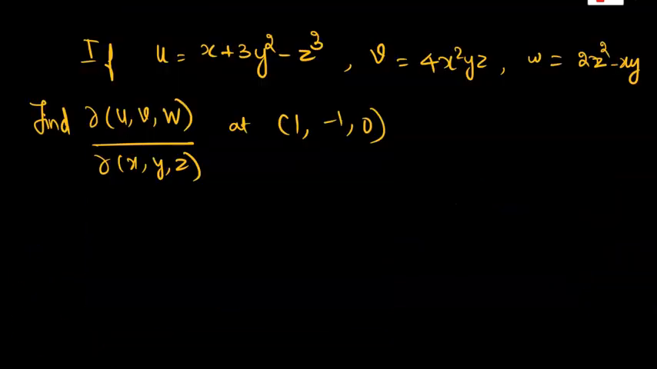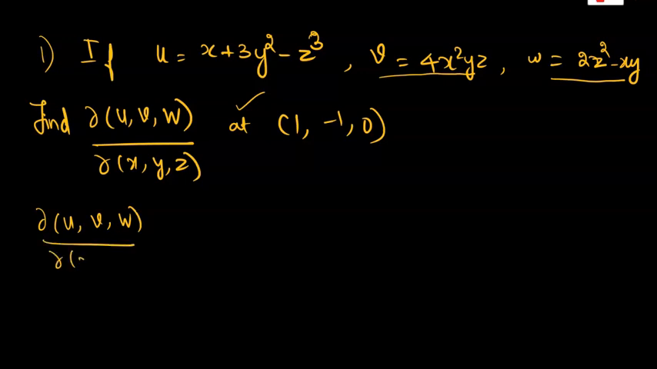Let us solve this problem. If u is equal to x plus 3y square minus z cube and v is equal to 4x square yz, w is equal to 2z square xy, then find del uvw with respect to xyz at the given point. So it is obviously to find del uvw with respect to x, y, z. Now we have three variables, right? So it is going to be a 3 cross 3 determinant.